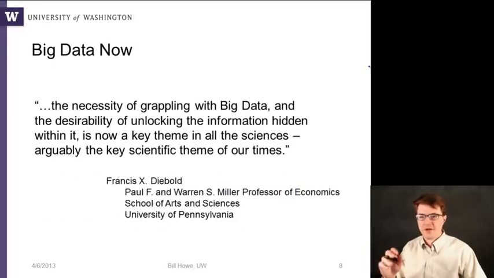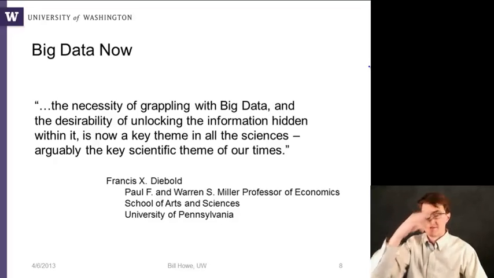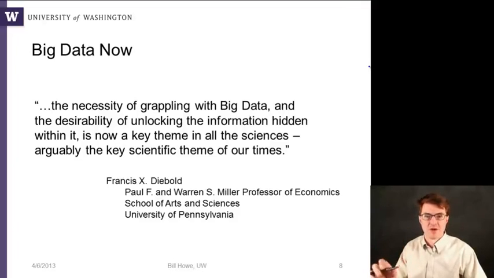All right, so just another quote about big data today where we're trying to capture exactly how it is being used. "The necessity of grappling with big data and the desirability of unlocking the information hidden within it is now a key theme in all the sciences." And, you know, I like this, arguably the key scientific theme of our times. And so we've talked about science, and I think what's going on in science is more or less equivalent to what's going on in business. And so I think this is nice, right? It's really maybe the key problem across all fields is unlocking what's going on inside big data, right? Extracting value out of big data.